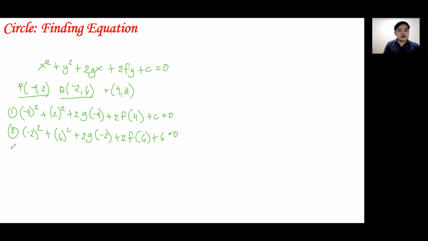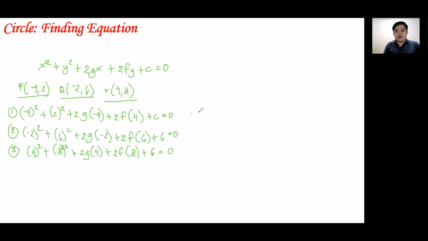Next, we're going to have equation number 3. For equation number 3, we're going to use the coordinates of R. So substitute: 4 squared plus our y is 8 squared, plus 2g. Our x is 4, plus 2f. Our y is 8, plus c is equal to 0.